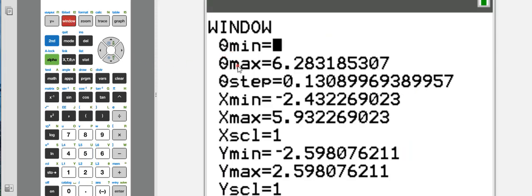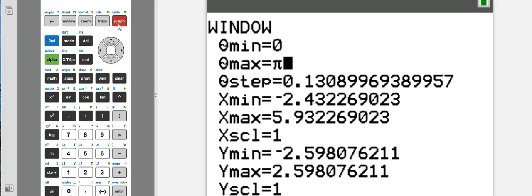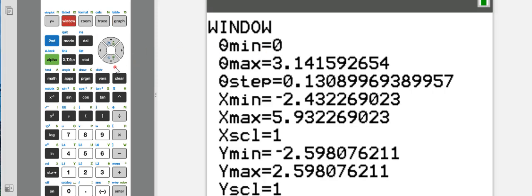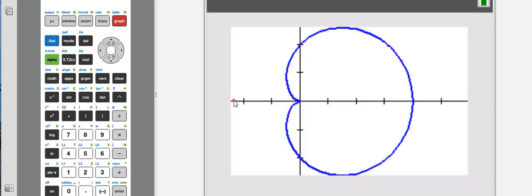Now to find alpha and beta, we have to check the theta minimum and theta maximum. So notice, we went from 0 to 2 pi to get the full graph. Let's see what happens when we go from 0 to pi. And we only get half of it. So in order to get the full graph, we have to go from 0 to 2 pi. So that means our alpha is 0 and beta will be 2 pi.